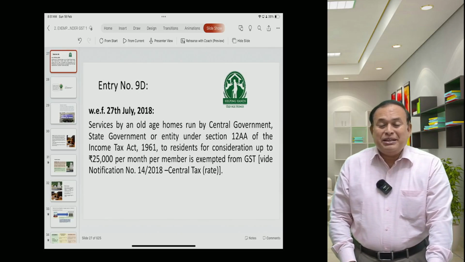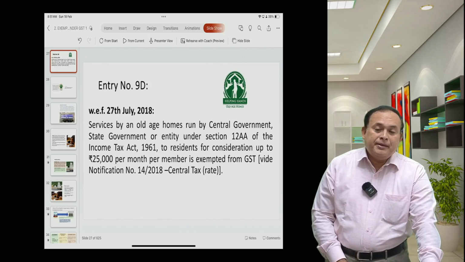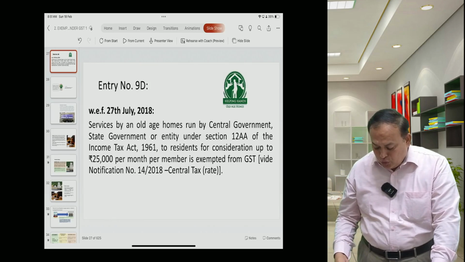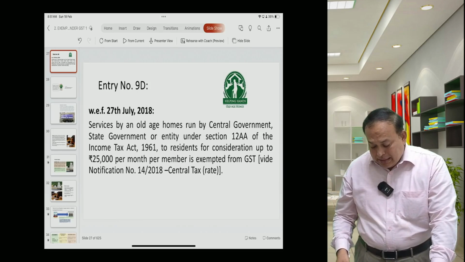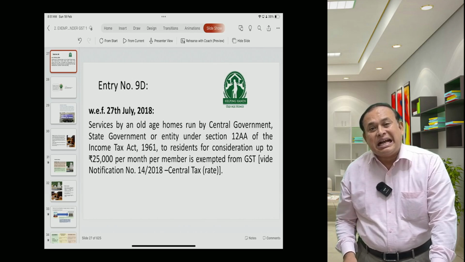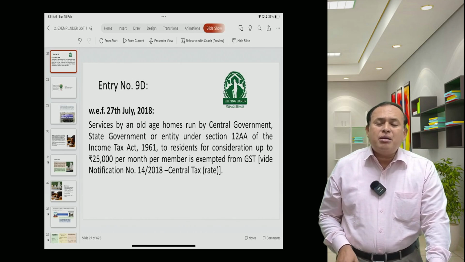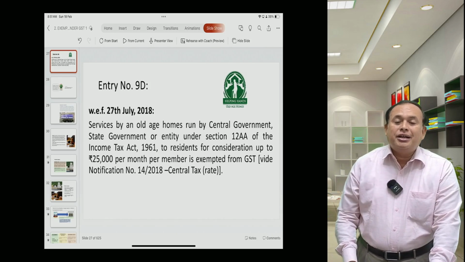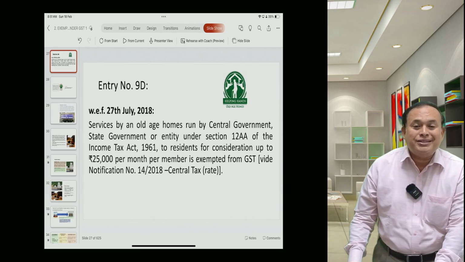If a religious place meant for the general public is offering short-term accommodation, there are two types of services. One is called renting of immovable property services, the other is short-term accommodation services. Short-term accommodation is always on a per day per room basis. In that case, less than or equal to rupees 1,000 is exempted.